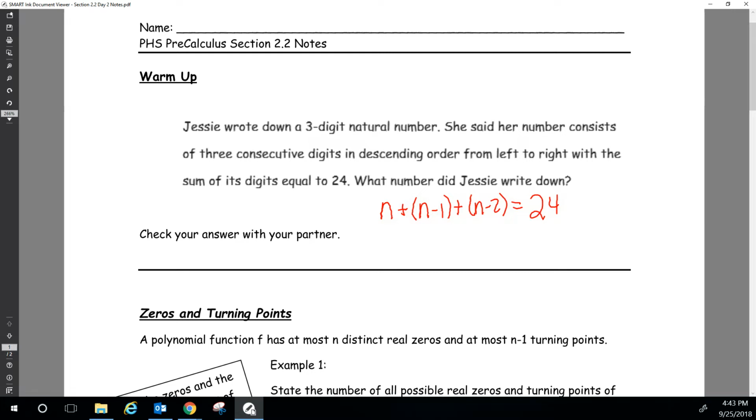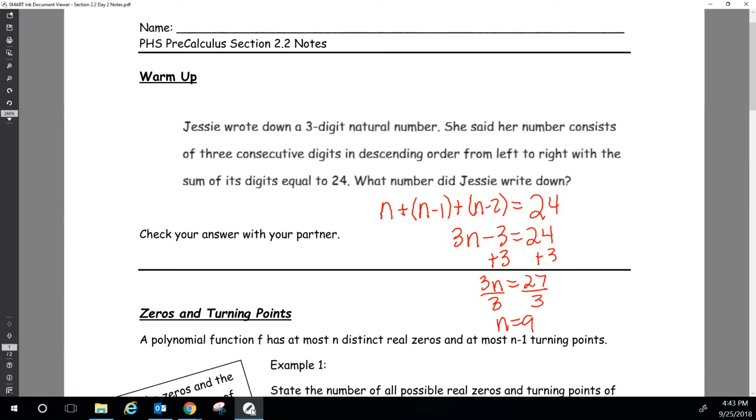This is a very common type of PSAT or SAT question, so don't be surprised if you see it there as well. So I've got n plus n plus n, that's 3n, and the negative 1 minus 2 is negative 3, equals 24. And then I just solve for n. Add 3, 3n is equal to 24 plus 3, which is 27, divided by 3, n would be 9.